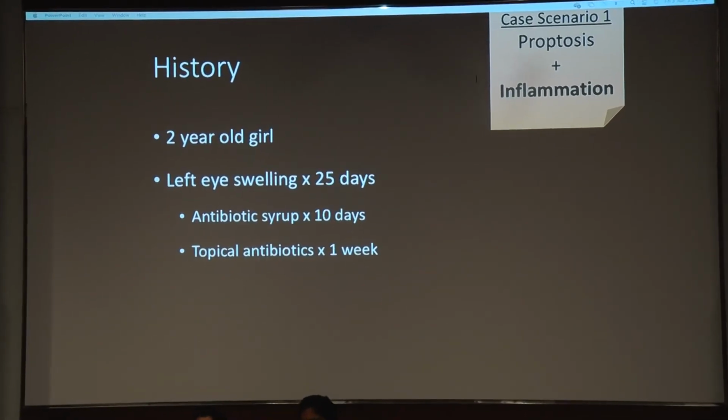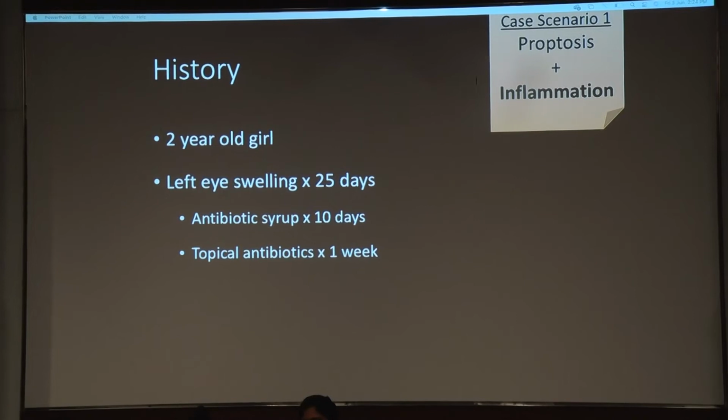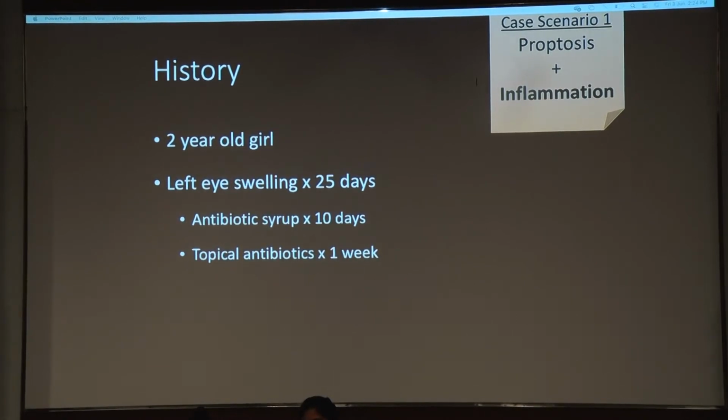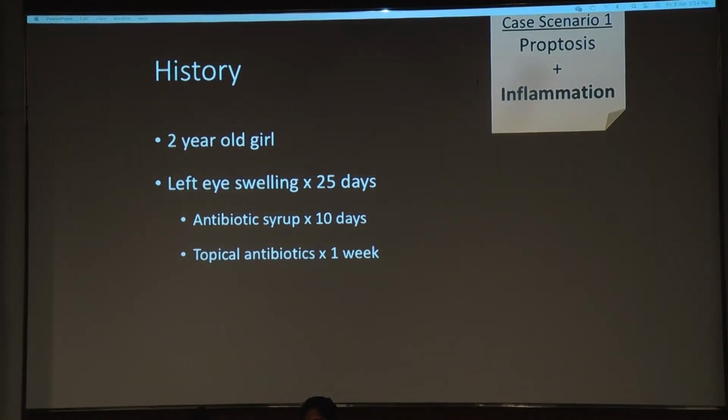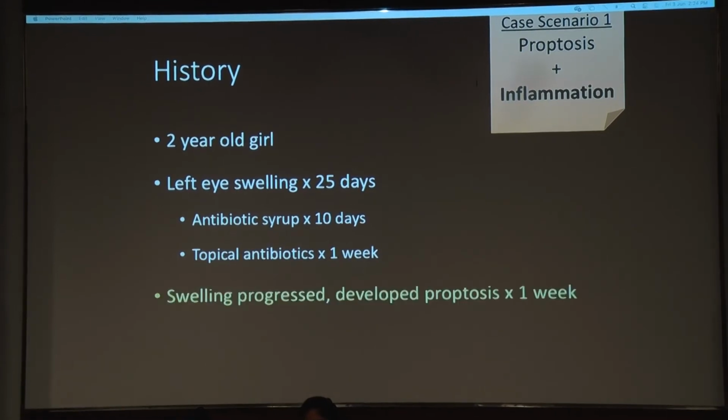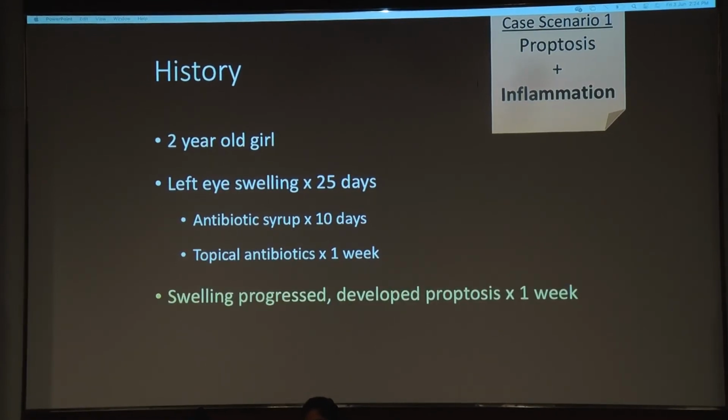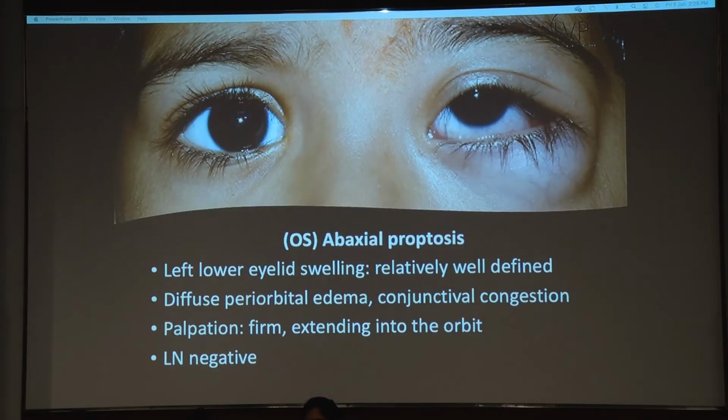So here's the first case scenario. A 2-year-old girl presented with swelling in the left eye for about a month, and she had been treated as orbital cellulitis elsewhere with systemic antibiotics. However, the swelling progressed and she went on to develop proptosis in the last week. On reviewing the history, there was no history of trauma or upper respiratory tract infection, and this is the clinical picture that we see. There was a well-defined lower eyelid lesion along with abaxial proptosis and superior globe dystopia.